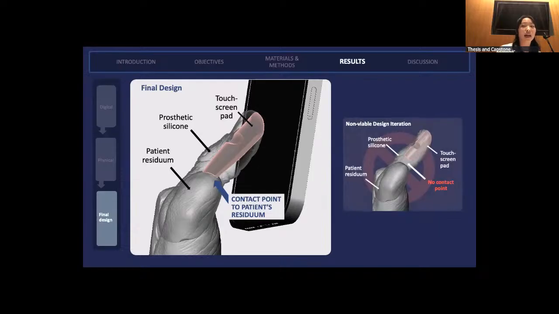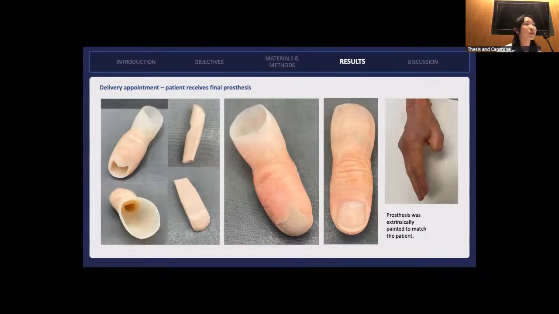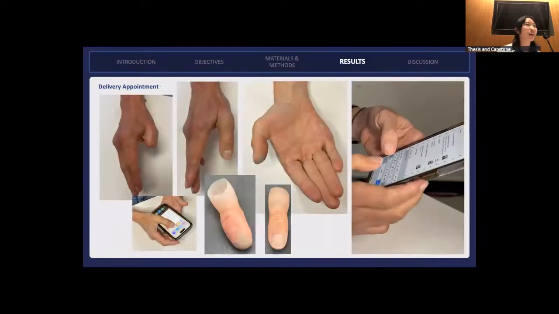This iteration had no contact point and relied solely on the touchscreen pad to have sufficient conductivity to disrupt the electric field on a screen. The outcome of this pad required a higher amount of single-wall carbon nanotubes, which significantly disrupted the color. Once the two components were finalized, they were cast and extrinsically painted to match the patient. And this is the final result.